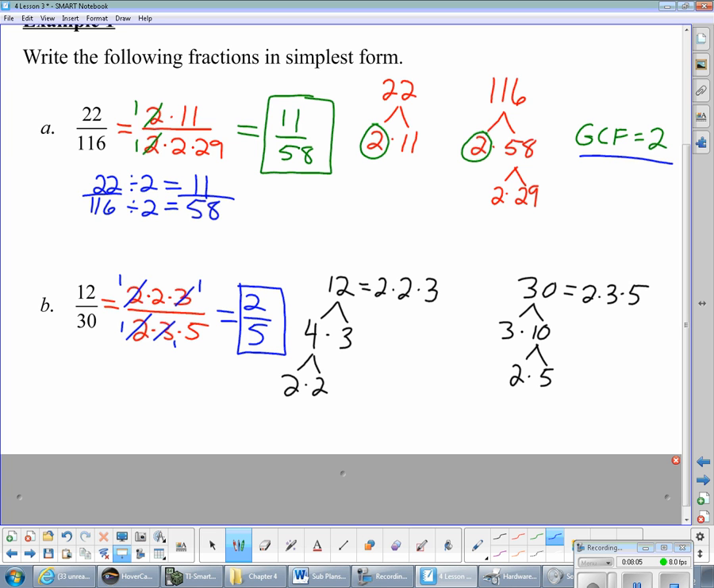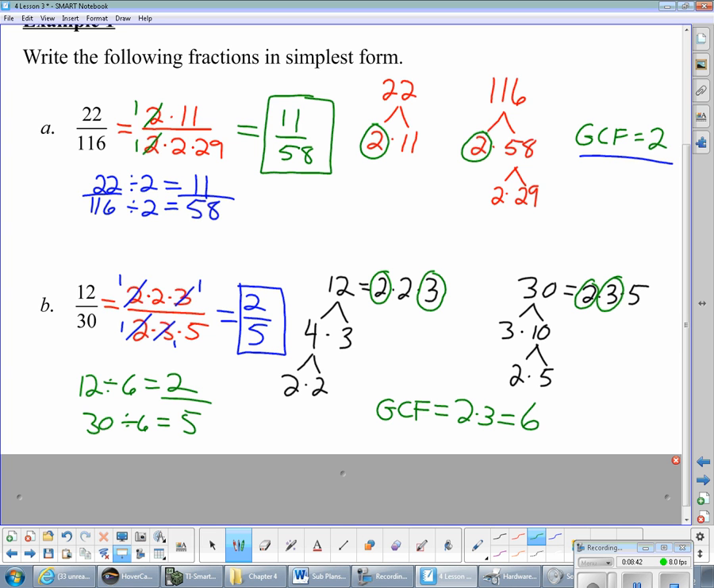So you get 2/5. Just to reiterate another way to look at it, if you found the GCF, the greatest common factor of 12 and 30, just to relate this to what we've been talking about, 2 and 3 are the factors that they have in common. You multiply those common factors from the prime factorization, 2 times 3, and you get 6. Another way to look at it is 12 divided by 6 equals 2, and 30 divided by 6 equals 5. And therefore, 12 over 30 becomes 2 over 5.